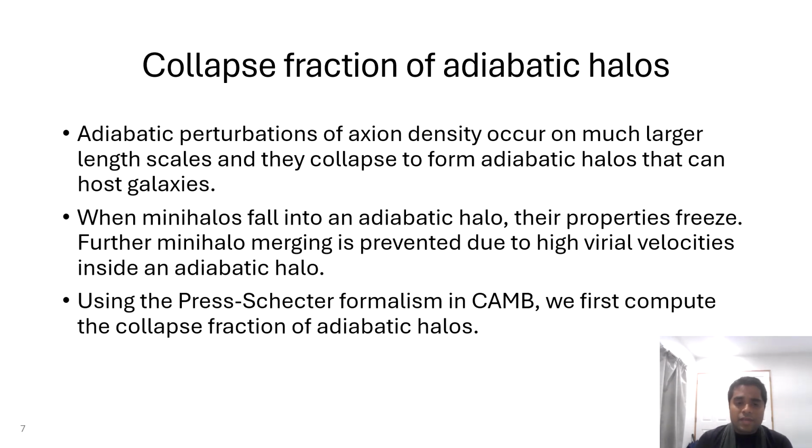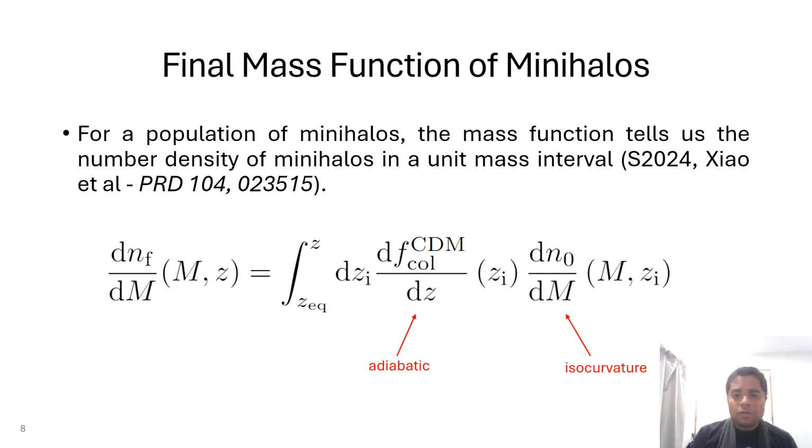So we again use CAMB, and this time we use the Press-Schechter formalism to compute initially the mass function of the adiabatic halos and then the collapse fraction of the adiabatic halos. The collapse fraction tells you what fraction of the adiabatic axions have collapsed to form halos by any given redshift. So we take the mass function computed from the isocurvature perturbations and we consider the collapse fraction of the adiabatic halos, and this formula gives us the mass function of mini-halos inside adiabatic halos.